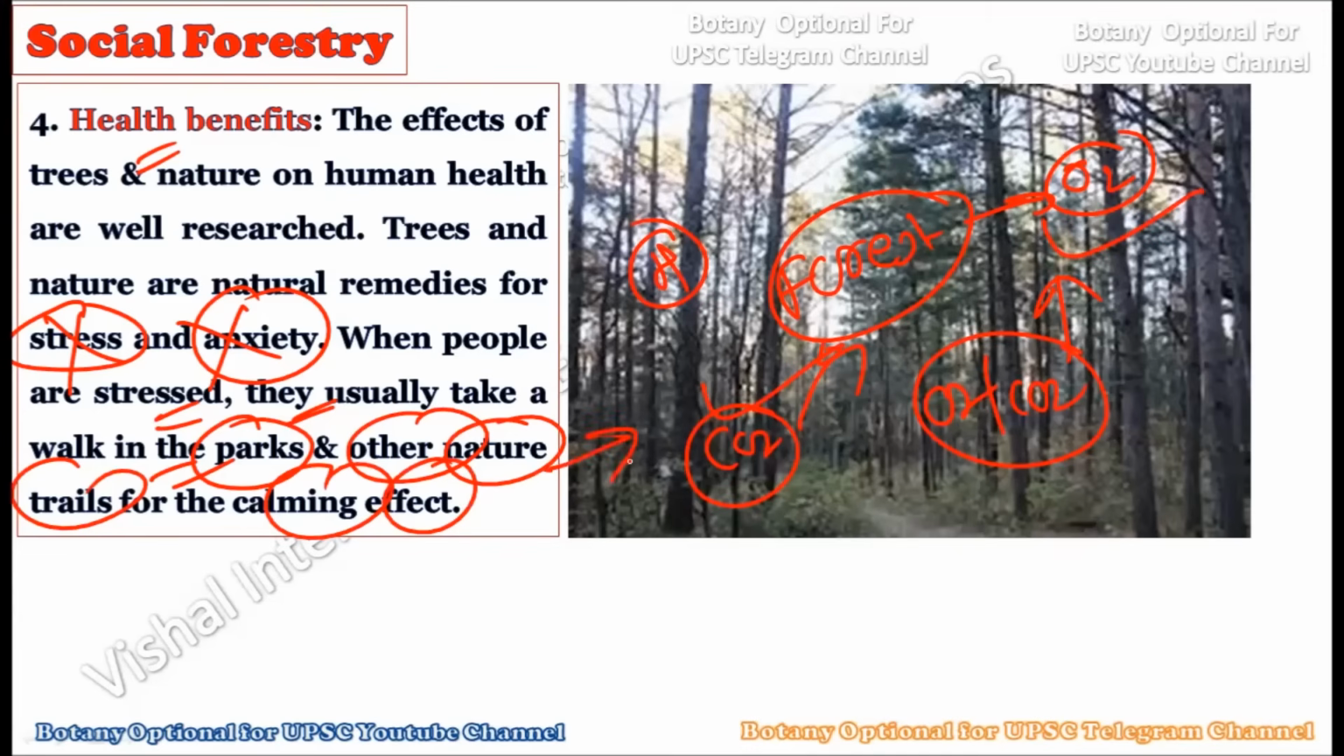This is another benefit: not only the fresh oxygen and the reduced CO2, but also an area is created on which you can simply walk to get refreshed. So it can psychologically affect you in a positive way. These are all the health benefits given to us by social forestry, and that is why it's the fourth benefit of social forestry.